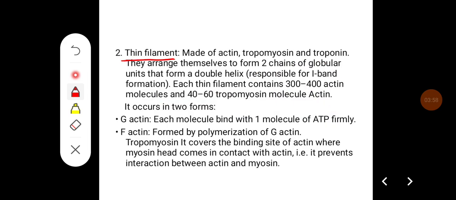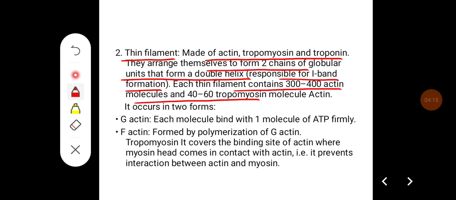Thin filament. It is made up of actin, tropomyosin and troponin. They arrange themselves to form 2 chains of globular units that form a double helix, which is responsible for the I band. Each thin filament contains 300 to 400 actin molecules and 40 to 60 tropomyosin molecules.